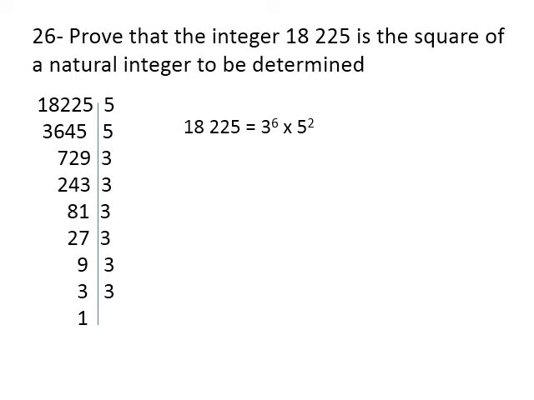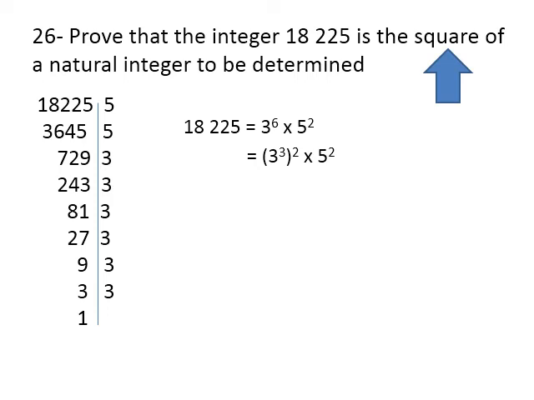Okay, but if we reread the question, we have to write it as the square of a natural integer. Can we write 3 power 6 times 5 power 2 as a square of a number? If we look at 5 to the power 2, yes, it's 5 squared. So we have to deal with 3 to the power 6. Can we write it as a number to the power 2? Square means power 2. Yes, of course. 6 is 2 times 3.